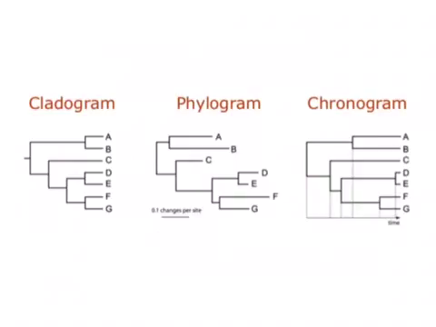Here are some examples of different types of trees we discussed in the earlier slide. As you can see here, cladogram shows a relationship between the clades. Phylogram has branch spans according to character change. And chronogram is evolutionary time through its branch lengths.